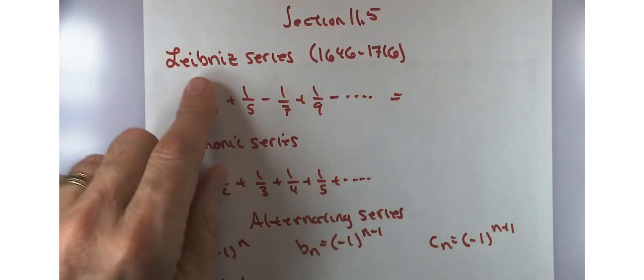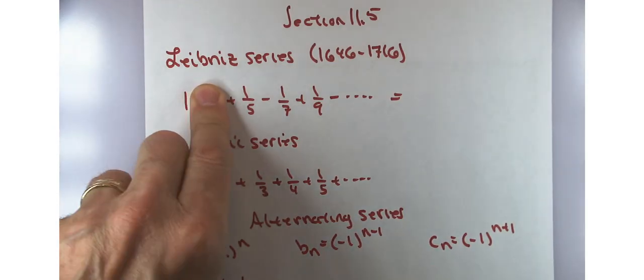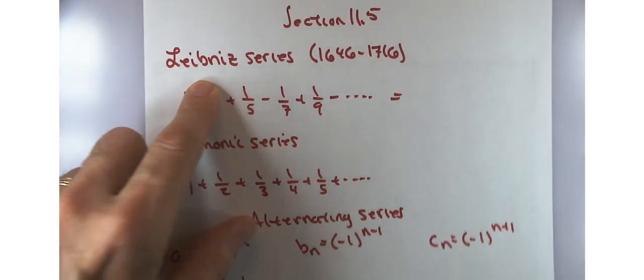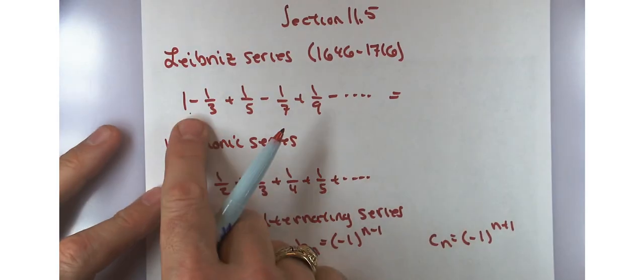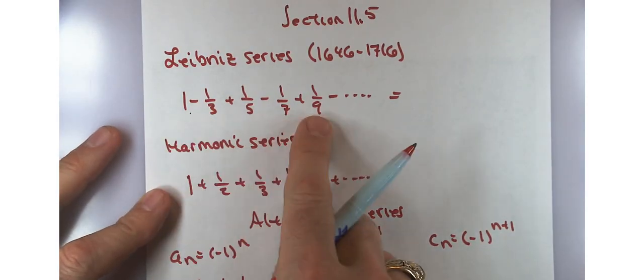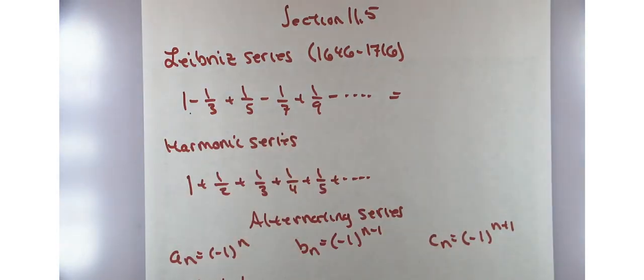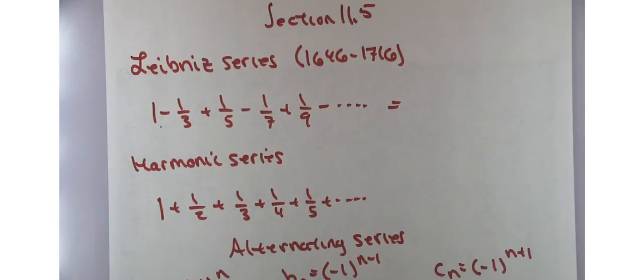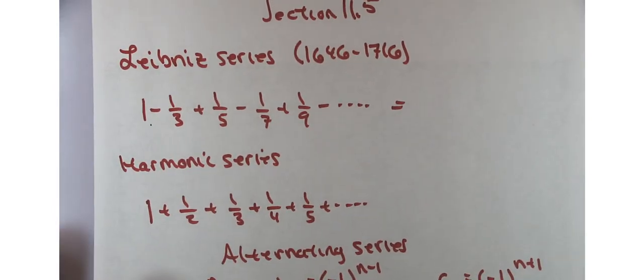I want to start out with a kind of famous series called the Leibniz series. Now let's take a look at this series. Can you kind of see the pattern of what's going on here? What would be, for instance, the next term in the Leibniz series? Yeah, 1 over 11, all right?